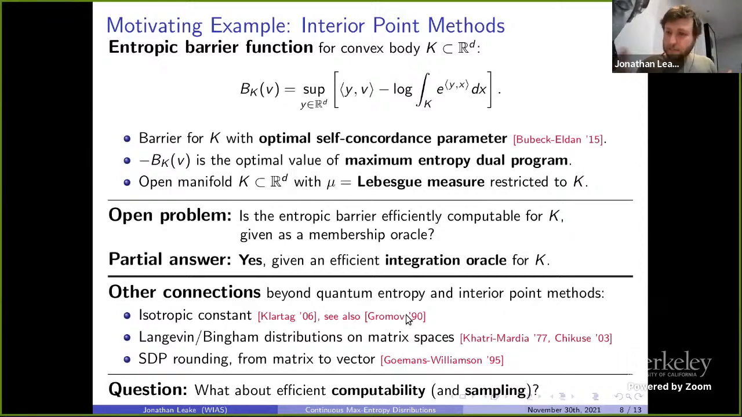We talked about a few examples here where these things come up, but the other questions still remain. What about computability? And I also haven't talked at all about sampling.